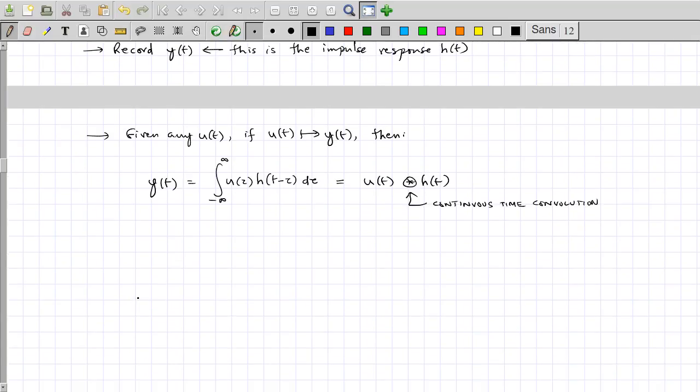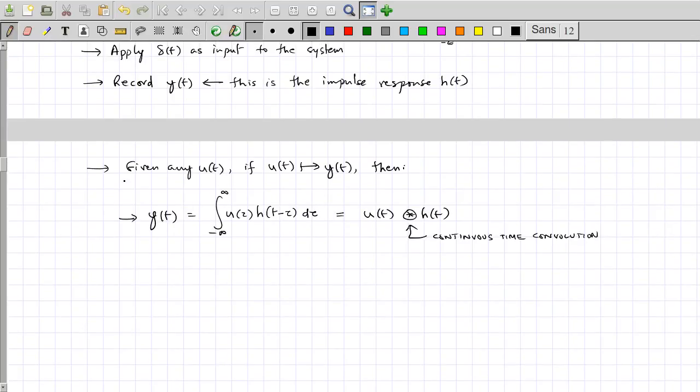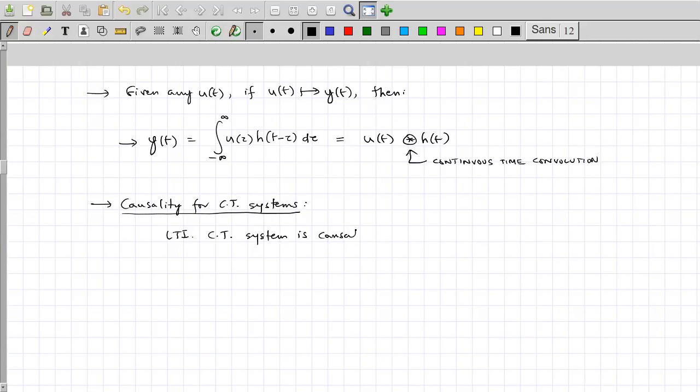So the proof is very similar to the discrete time case, except that you have to decompose this u of t in some kind of integral using delta functions. By the way, causality over here for continuous time systems is exactly the same essentially as for discrete time systems. An LTI CT system is causal if h of t is equal to 0 for all t less than 0. It's as simple as that, right?